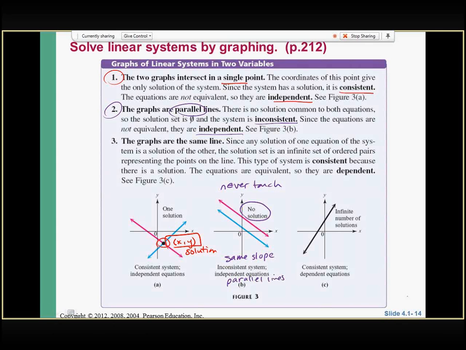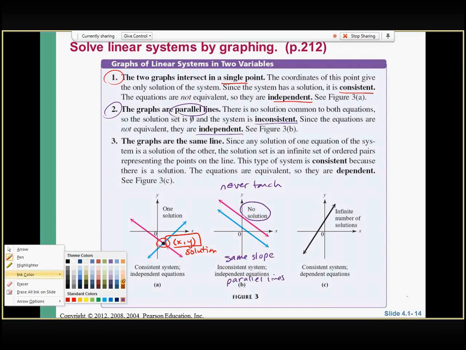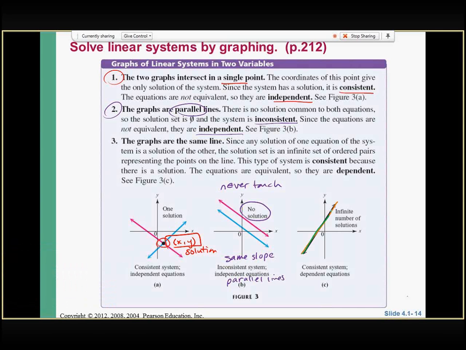Now over on the right, you can't really tell right now, but maybe one line is orange and the other line is green. Well, those lines are on top of each other, so you would say this is the same line. So they have the same slope and the same y-intercept. Everything is the same.